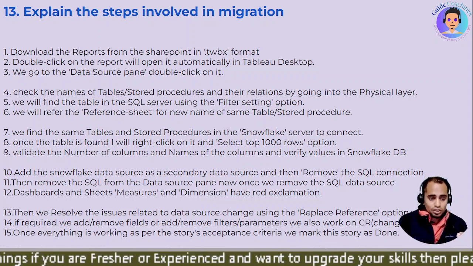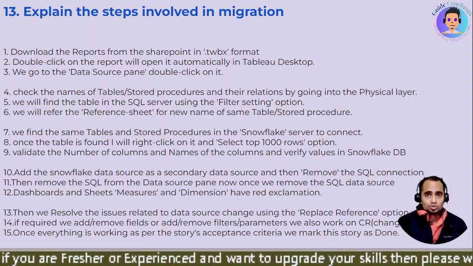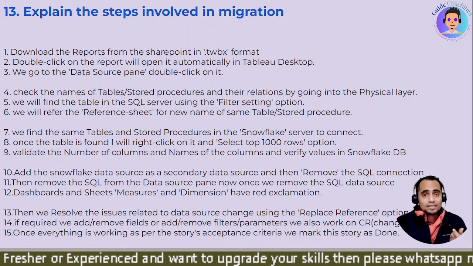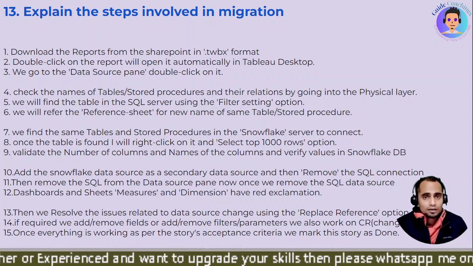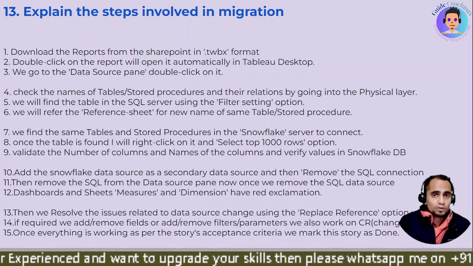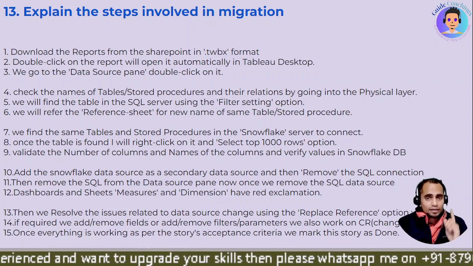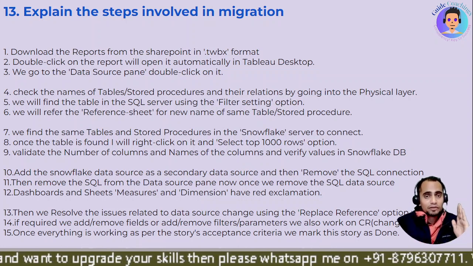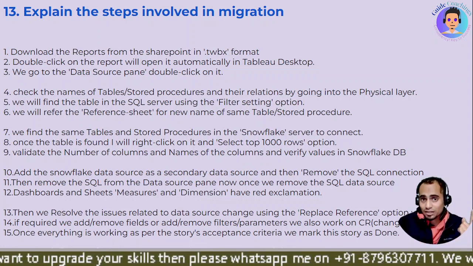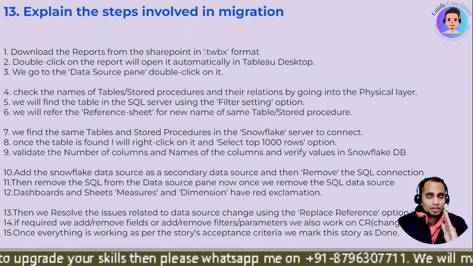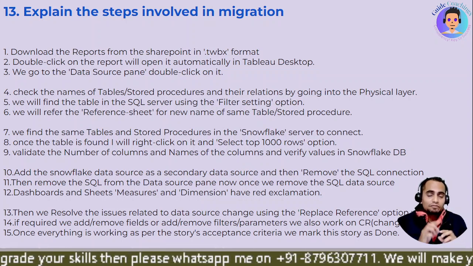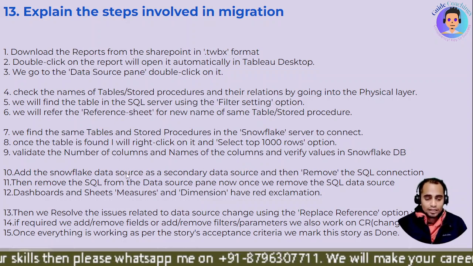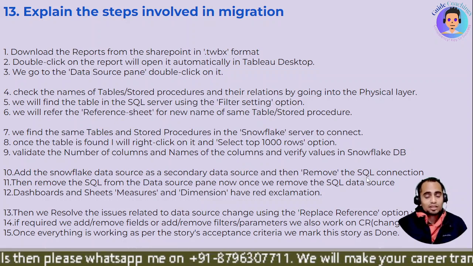Now to do that, add the Snowflake data source to change the connection. We are going to connect Snowflake as a secondary data source to the existing dashboard or report which we have opened in the TWBX format. Once the secondary data source, Snowflake, is added, we will remove the primary data source which was SQL, right? So we will remove that. Once that is removed, there will be a red exclamation. Okay, so in step 10, add Snowflake as a secondary data source, and then remove the SQL.